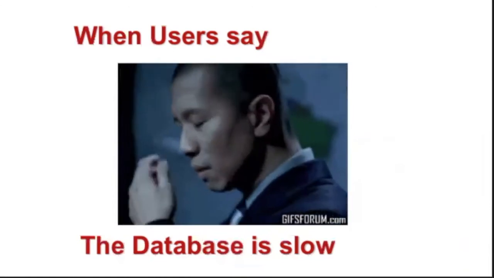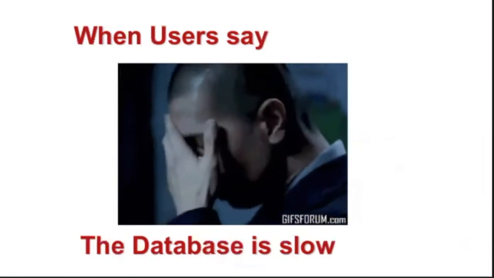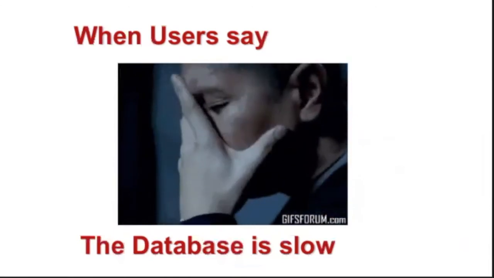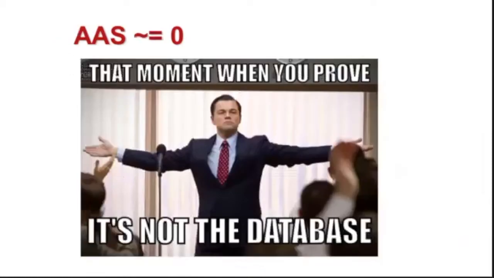And if you want to whip out your AWR report, you're still going to be arguing for a long time. But when you come into an average active sessions graph like this, so this is in Amazon, that graph is empty. The database is idle. There's no pressure on it. So if there's a slowdown for the application guys, it's outside of the database. And so you can relax and enjoy the moment.